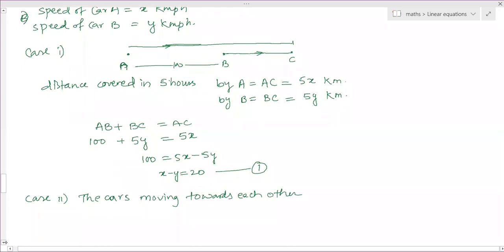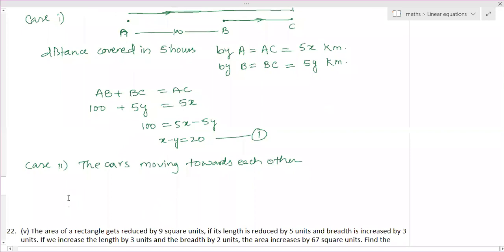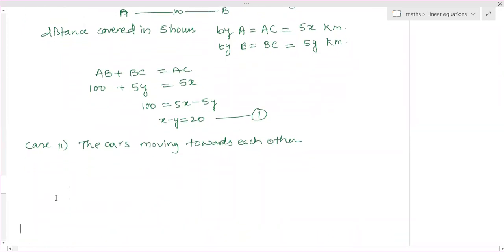At that time, here it is A point and this is B point, which are 100 kilometers apart. Now A is moving towards B and B is moving towards A. So they will meet somewhere, that means at point C. So how much is the distance covered by A? It is AC distance, and B will cover BC distance. And how much time are they taking to meet each other? It's 1 hour.